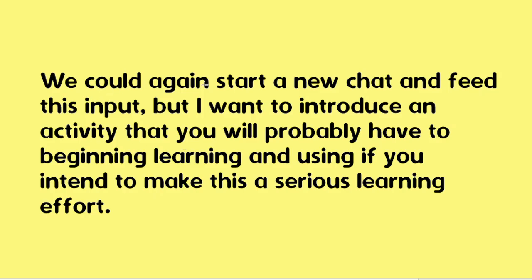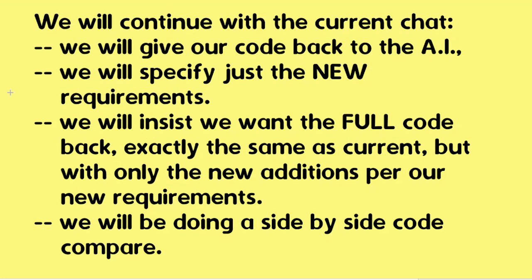Now we could again start a new chat for each, feed this input just like we've done, but I want to introduce an activity that you'll probably have to begin learning and using if you intend to make this a serious learning effort. All right, so we will continue with our current chat. We will give our code back to the AI. We will specify just the new requirements because the chat history has all the rest of them, right? We will insist we want the full code back exactly as current, but with only the new additions per our new requirements. And we'll be doing a side-by-side code compare.